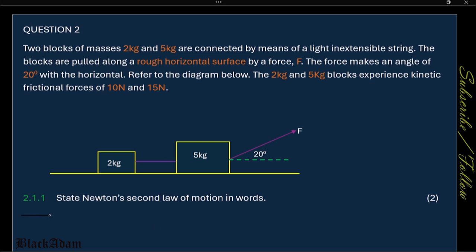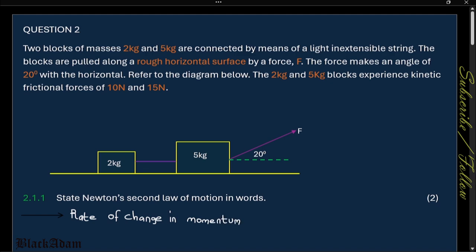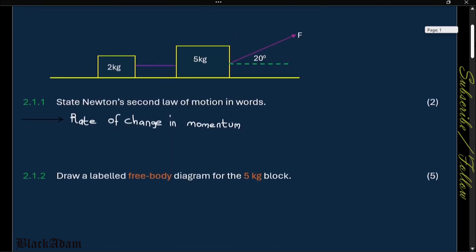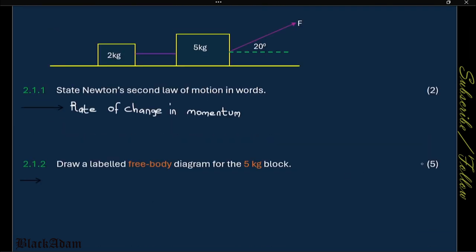We're required to state Newton's second law. Newton's second law can be stated as the rate of change in momentum. We have other expressions, like force is directly proportional to acceleration and so on, but that's the shortest one. So, draw a free body diagram.